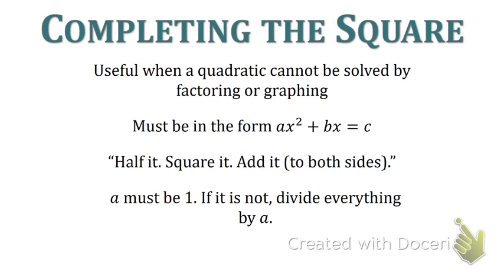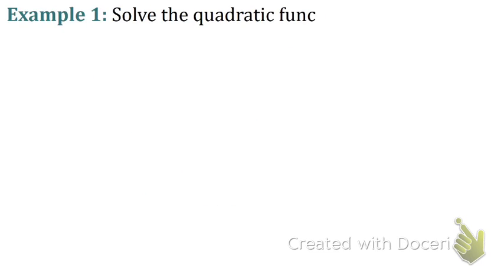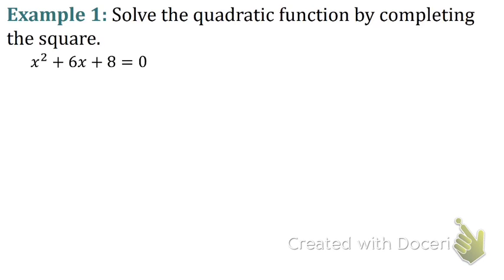A must be 1. If it is not 1, then you're going to divide everything by a. We'll see an example of what that looks like. So example 1, we're going to solve the quadratic function by completing the square. Our function is x squared plus 6x plus 8 equals 0.